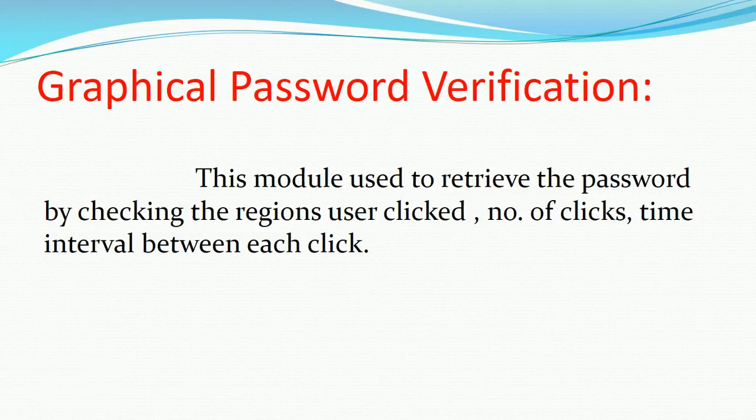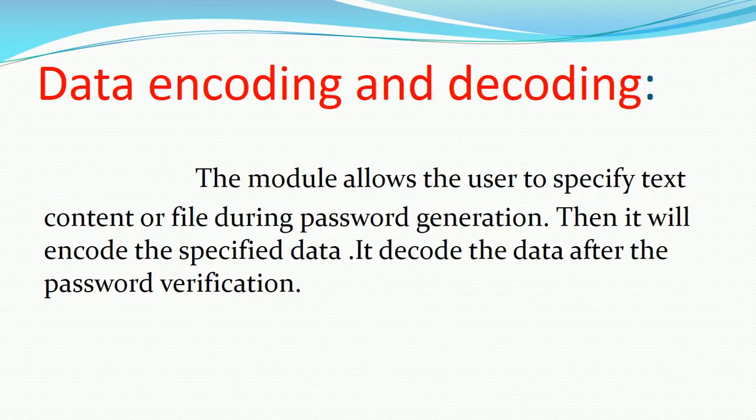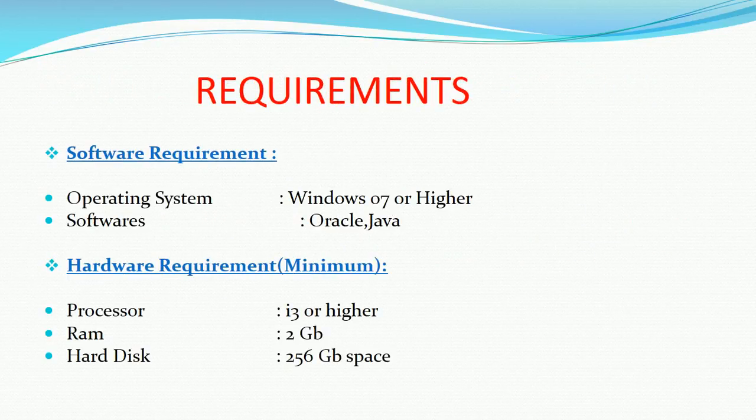While verifying, in this module you need to retrieve the password by checking the regions the user clicked and also the number of clicks, keeping in mind the time interval between each click. Then it also provides data encoding and decoding. It allows a file that is chosen during password generation to be encoded using the Caesar shift cipher or Caesar cipher.